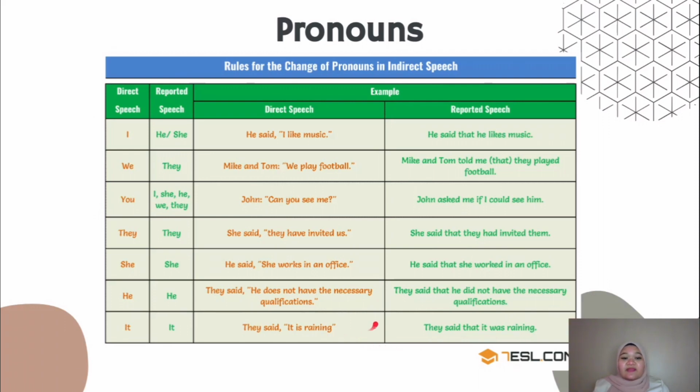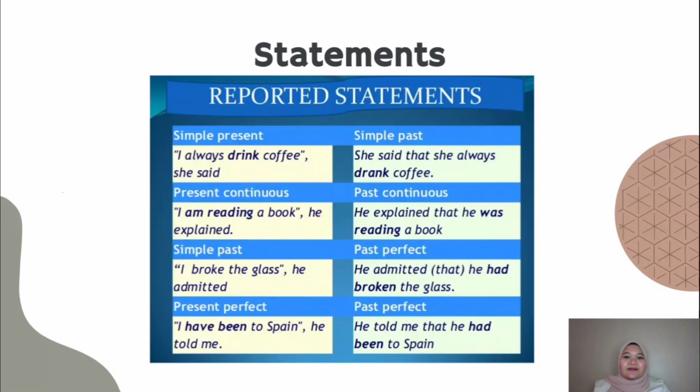Can you see that for the ones below here, there are no changes in the pronouns? The pronouns remain the same, not like these three. In these three, the pronouns are changed: from I, we change to he. We change to they. You, we change to I. Right? Okay. That is for pronouns. Let us move to the statements.